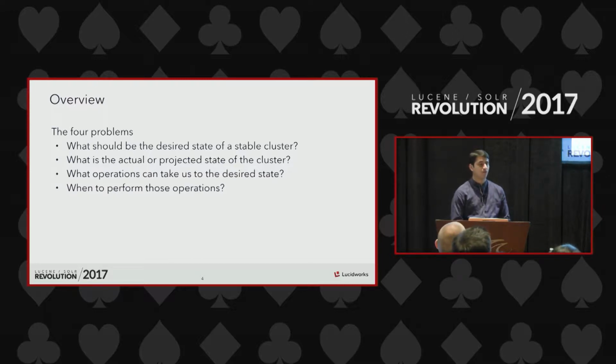The third one is, what operations should we do right now to move to a desired state from the current state? Maybe that involves adding a replica. Maybe that involves moving a replica from one node to another. Maybe that involves splitting a shard, and so on. And then the fourth question is, when do we perform those actions? We can do it continuously. We can do it in response to a stimulus, a cluster event, a node joining the cluster, going away from the cluster, free disk falling below a certain threshold, and things like that.